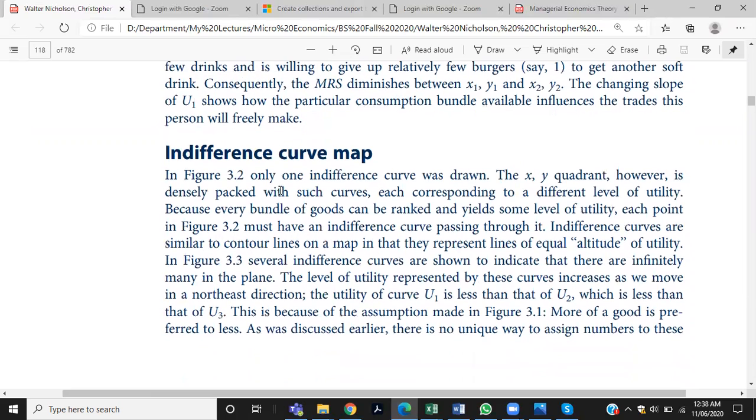So far we have talked about a single indifference curve. Now we will be talking about the indifference curve map. In figure 3.2, only one indifference curve was drawn. The XY quadrant, however, is densely packed with such curves, each corresponding to a different level of utility.